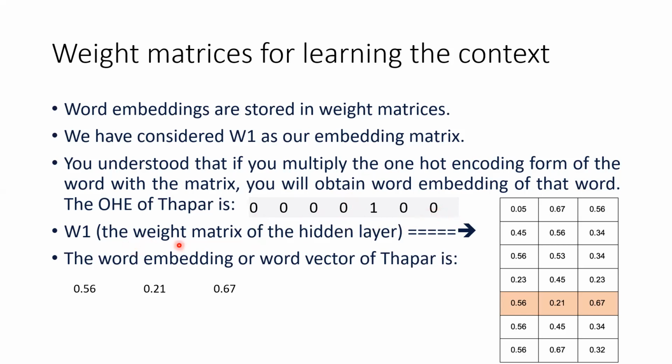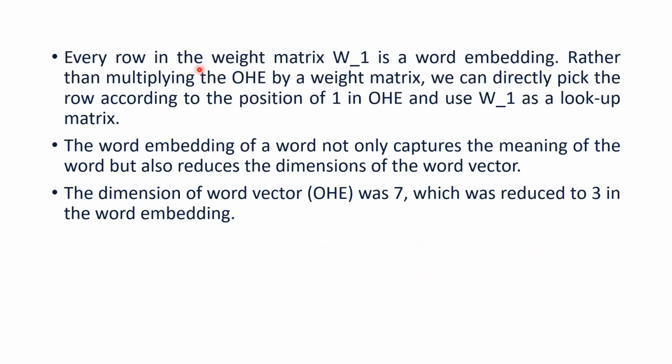So the weight matrix of the hidden layer is like this. This is the W1, and we know that Thapar has this kind of word embedding. These are the three values corresponding to the word Thapar. Every row in the weight matrix W1 is a word embedding. Rather than multiplying the one hot encoding by the weight matrix, we can directly pick the row according to the position of one in the OHE, one hot encoding, and use W1 as a lookup matrix. The word embedding not only captures the meaning of the word, but also reduces the dimension.